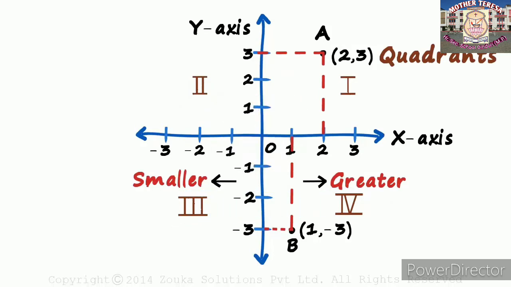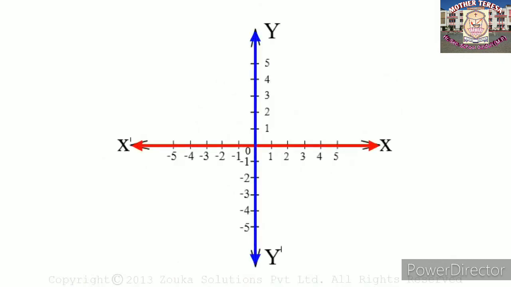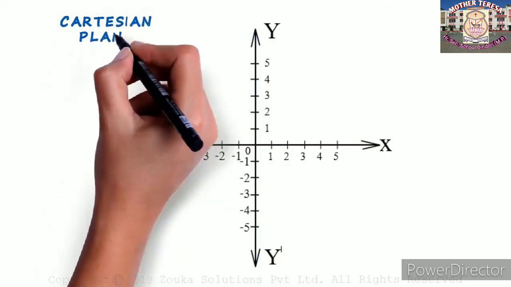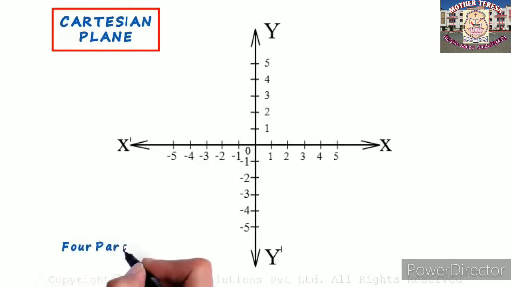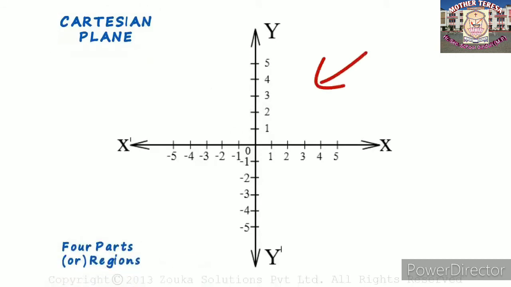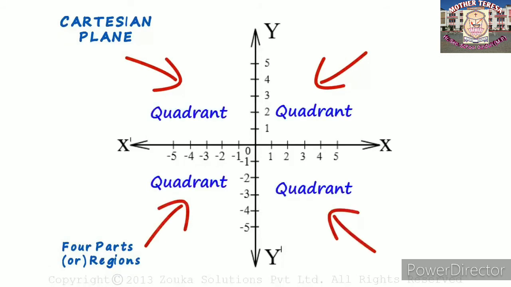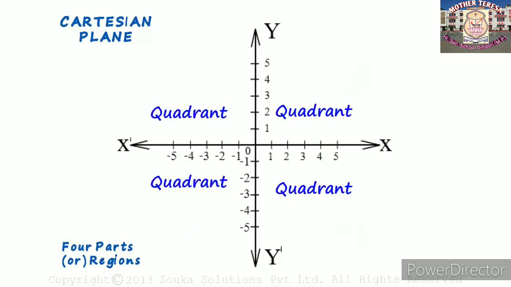This plane that you see is called the coordinate plane. Let's look at the x and the y-axis. These axes are used to recognize a point on one plane. One single plane. This plane is called the Cartesian plane. As we can see, the Cartesian plane is divided into 4 parts or regions. This one, this one, this one, and this one. Each of them is called a quadrant. The quadrants are named in a particular order which we have to strictly follow.